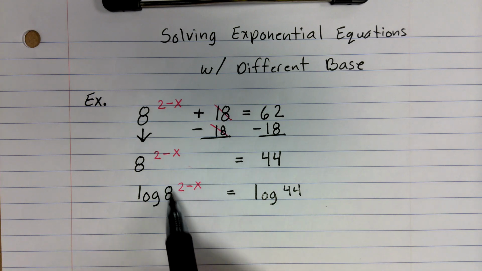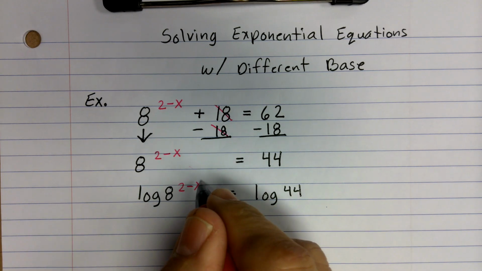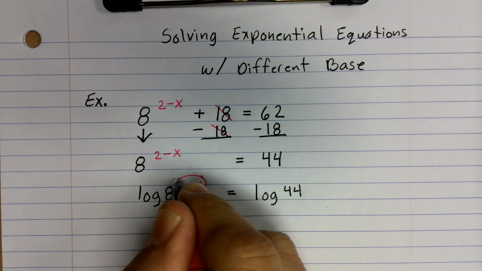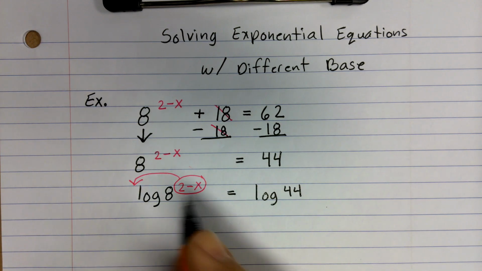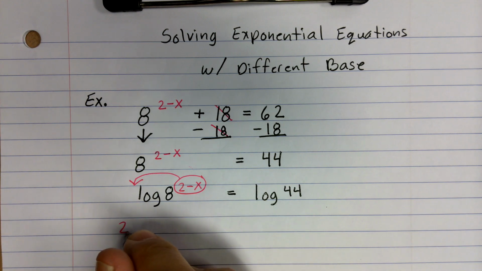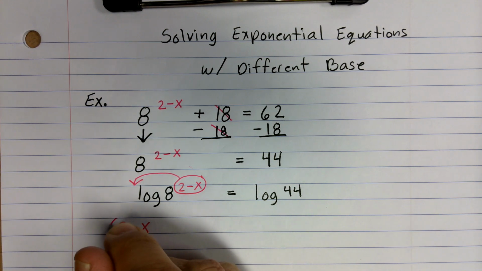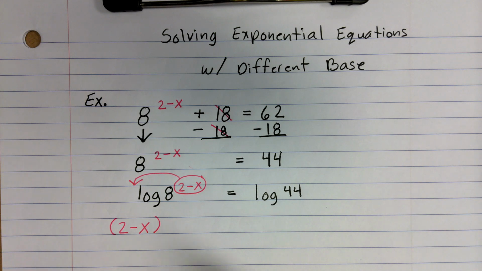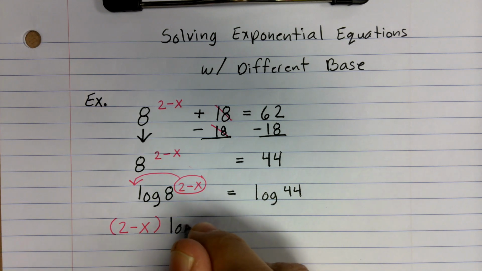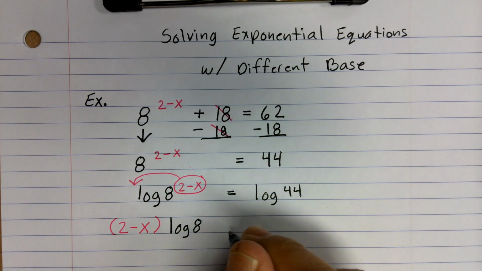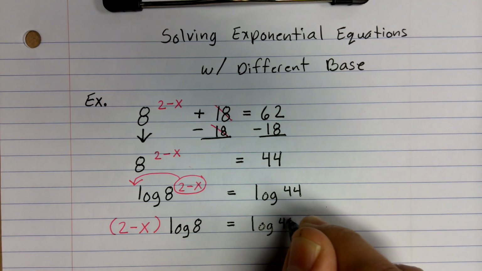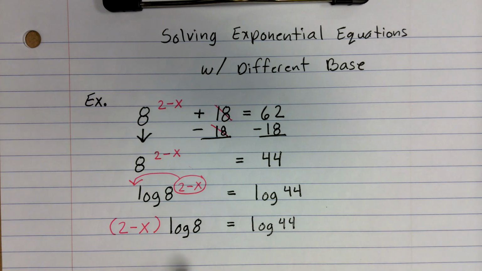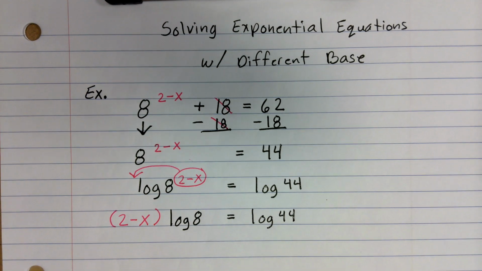Now, we want to get rid of this exponent up here. And one of the things we can do with a logarithm is take that exponent and simply move it to the front of the logarithm. In other words, this now becomes 2 minus x, and I'm going to put that in parentheses, times log 8. And that's equal to log 44. And you might be looking at this going, Mr. Helbert, this still looks confusing. I'm not sure how this is helping.